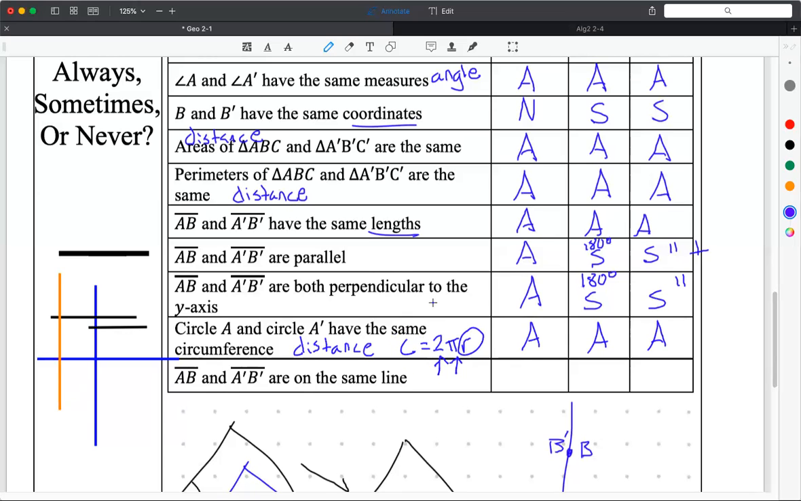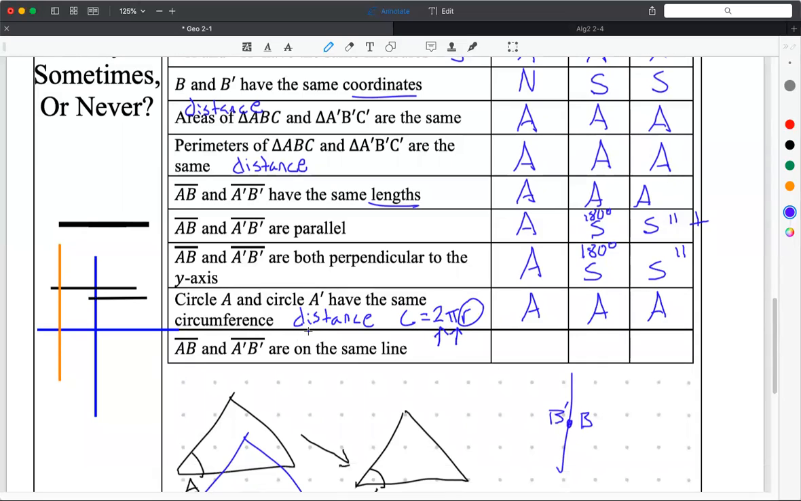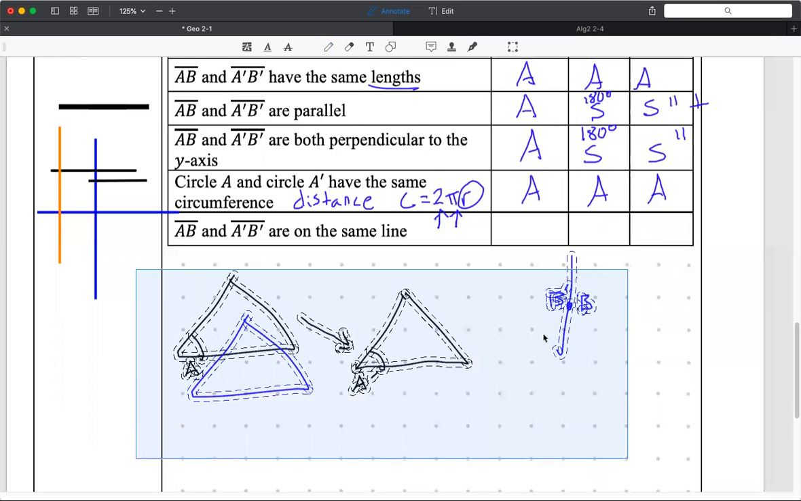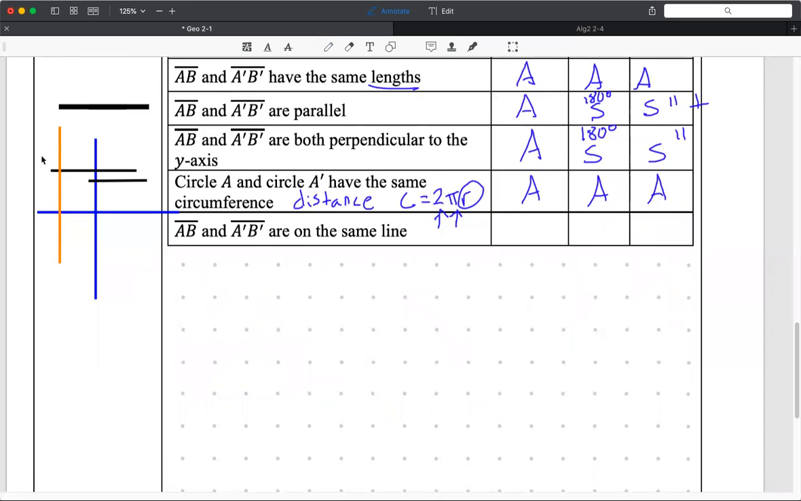So what do we have down here? Our last and hardest problem. Line segment AB and line segment A prime B prime are on the same line. So how do we do this? Let's go ahead and draw this out. Let's get rid of these in our notes because we don't really need them anymore. And I guess I can get rid of these too, don't need them anymore.